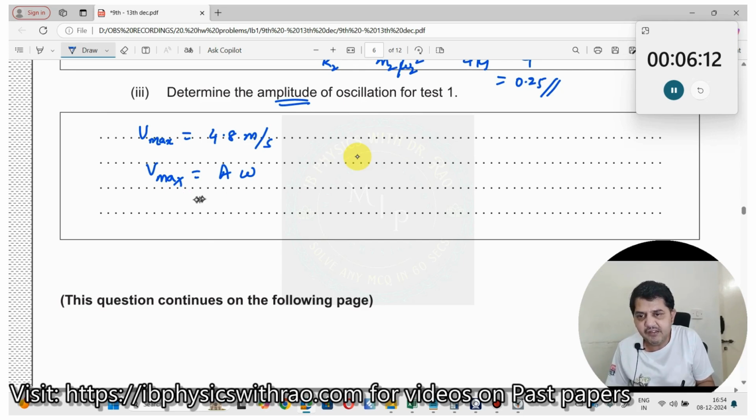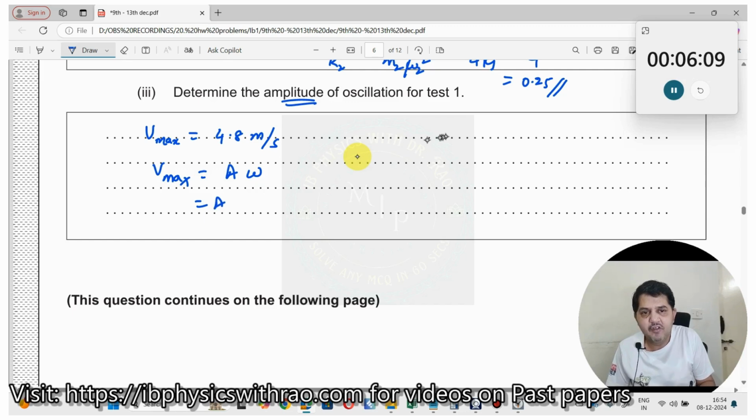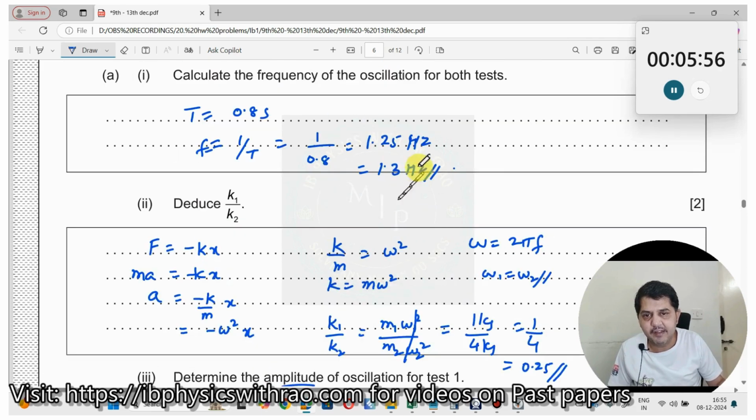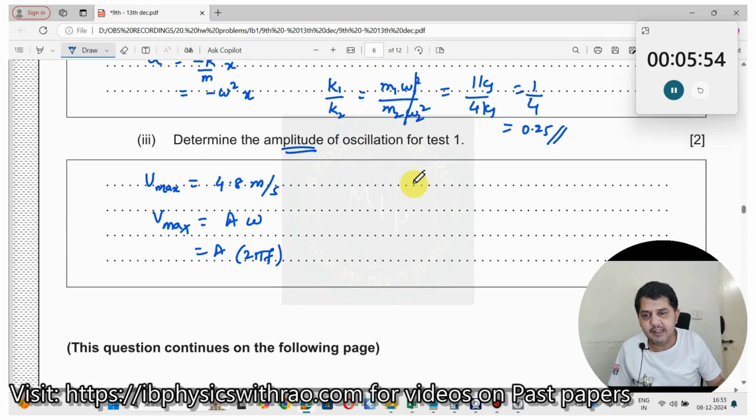Now Vmax is known. Now what is amplitude? Omega is nothing but 2 pi f. I already told you that the clue for the input for the second question will be the answer from the first question, right? So we already got the value of f here. Where is it? f is equal to 1.3 here, right? So let us substitute this.